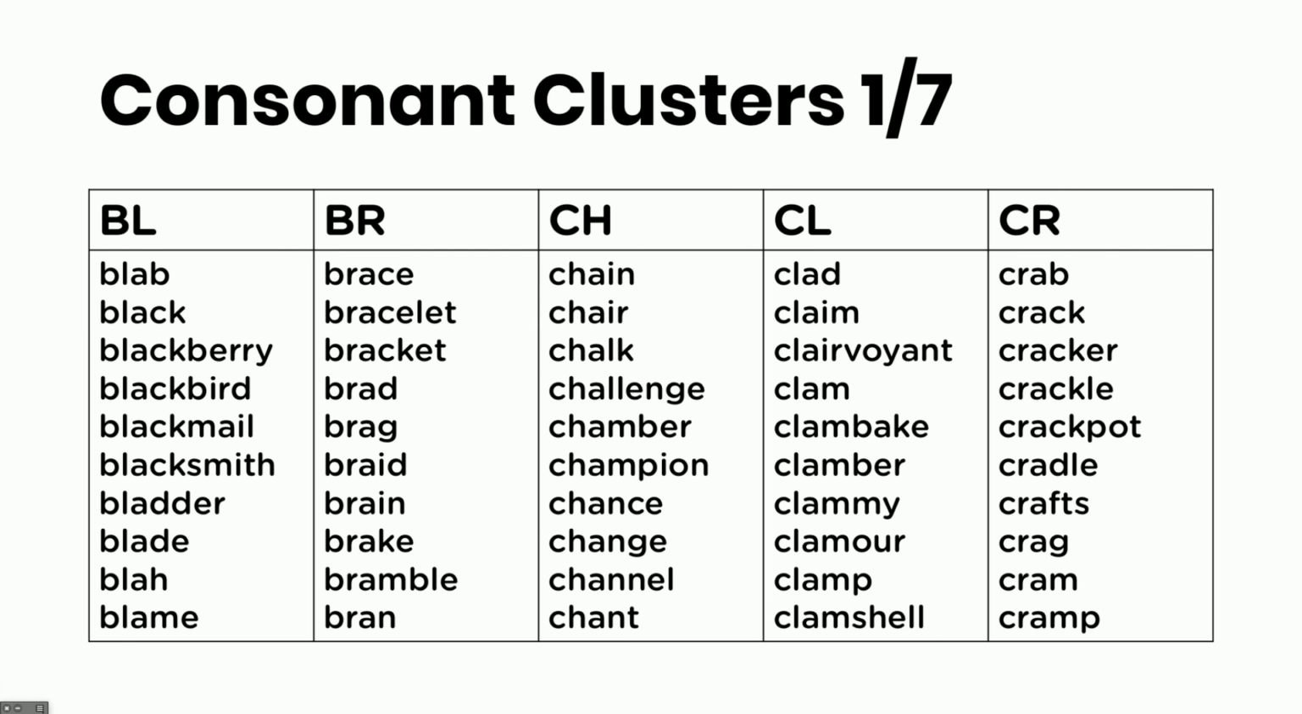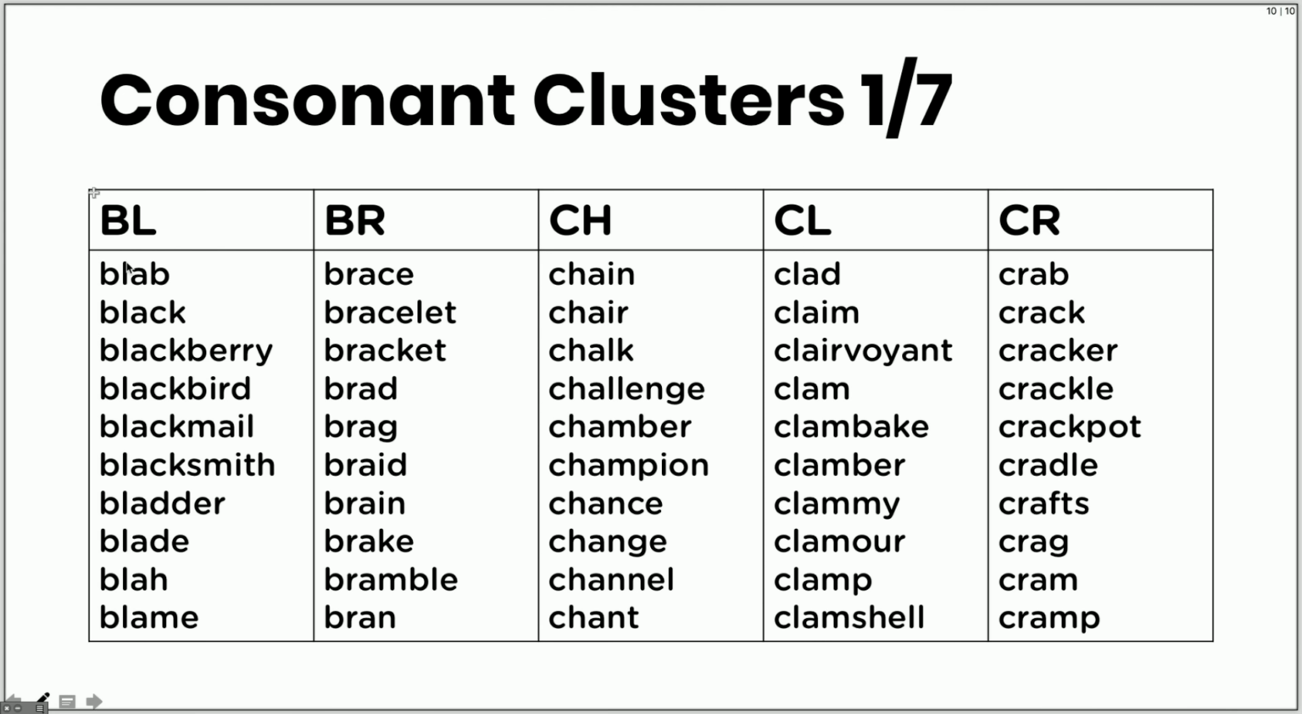Unfortunately, there are literally dozens and dozens, possibly even hundreds of different combinations of consonant clusters. Here are some very common ones. So we have bl, for example. Here's a common consonant cluster. Bl, blab, black, blackberry, blackbird. Br, brace, bracelet, bracket, brad. Ch, chain, chair, chalk, challenge. Cl, clad, claim, clairvoyant, clam. Cr, crab, crack, cracker, crackle.